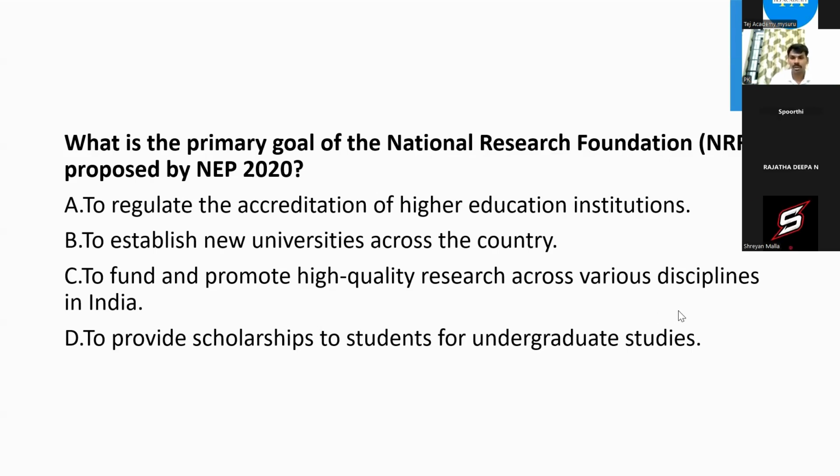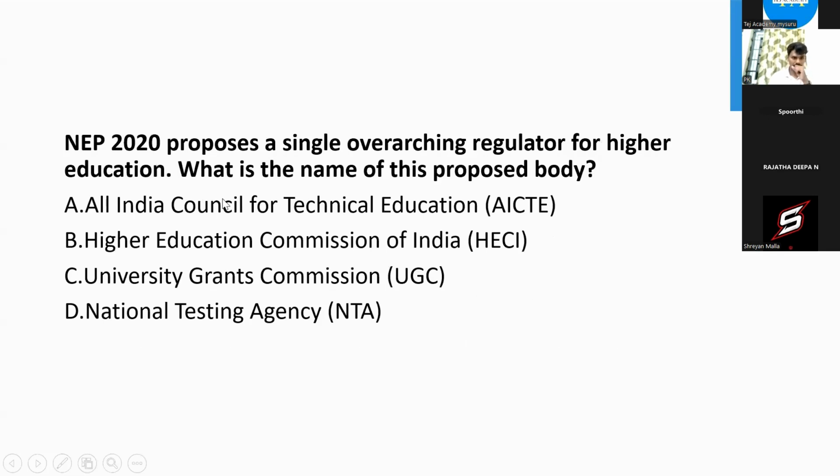Okay. Shall we move on to the next one then, all of you? Yes, sir. Okay. The next question. NEP 2020 proposes a single overarching regulator for higher education. What is the name of this proposed body? All India Council for Technical Education, Higher Education Commission of India, University Grants Commission, National Testing Agency.